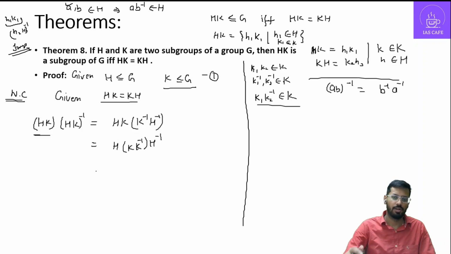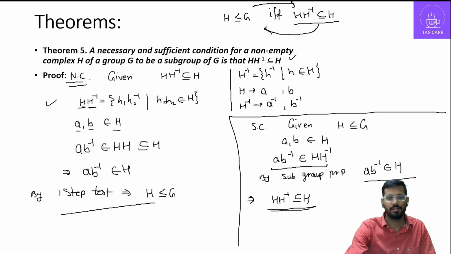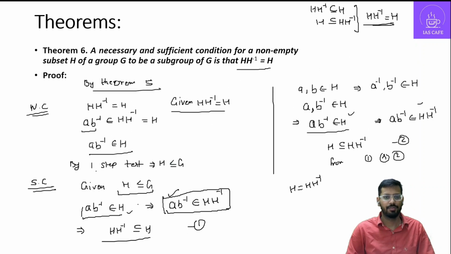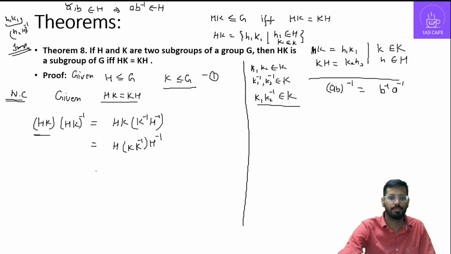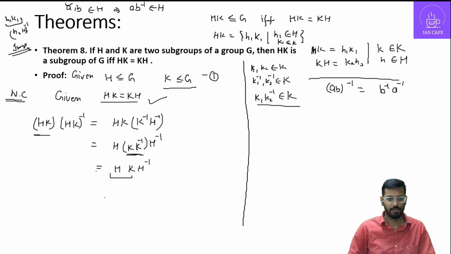equal to K. Or in our previous theorem we have proved that if H is a subgroup of G, that implies H inverse is equal to H. This property we are using in this theorem. Okay, so here K inverse is equal to K, so that is equal to K H inverse. Now, given that HK is equal to KH, that is given.